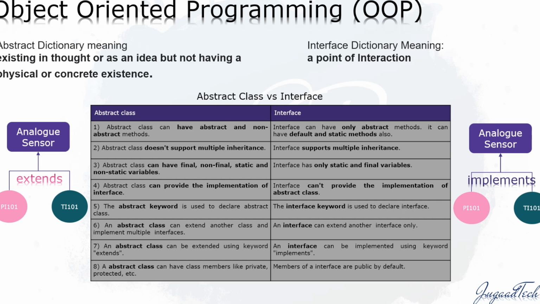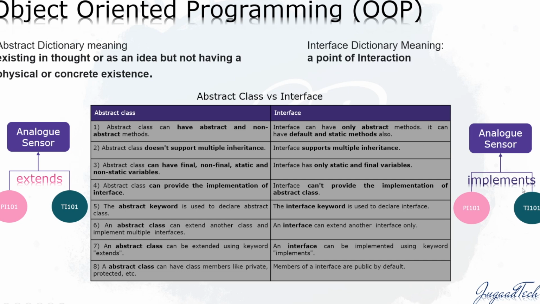Abstraction is implemented using abstract classes and interfaces. An abstract class is just an idea or a thought which doesn't have a concrete existence. And what is an interface? As the name suggests, it is a point of interaction, where we make a contract to start any talk or any project. Without that contract, we cannot move ahead. That is how we can treat an interface.